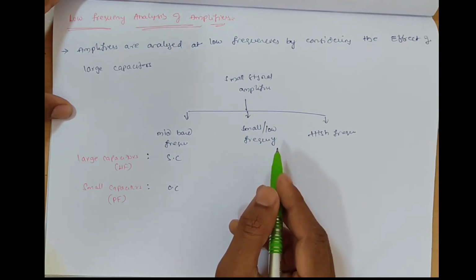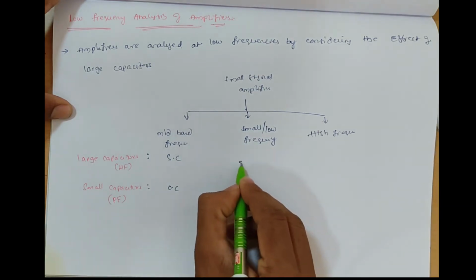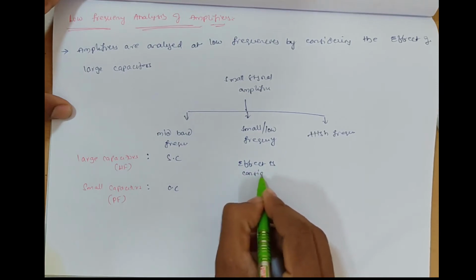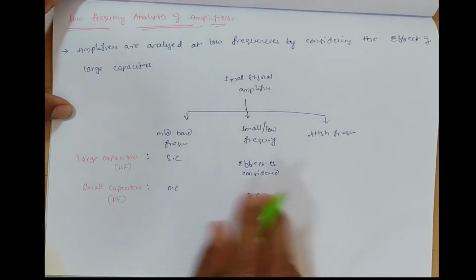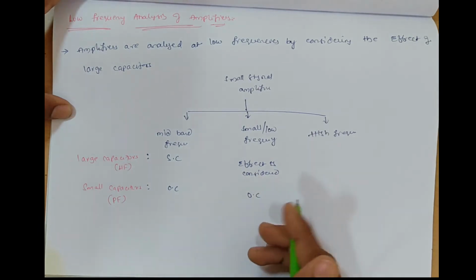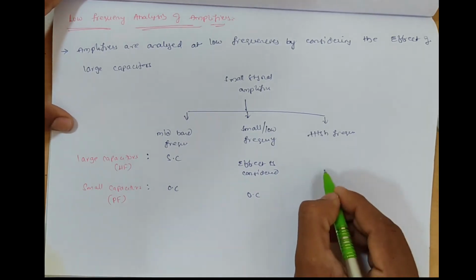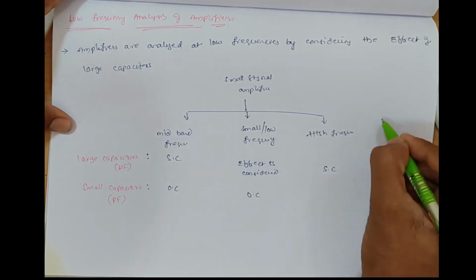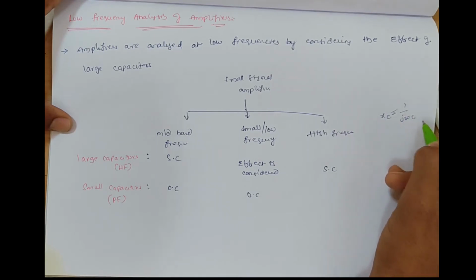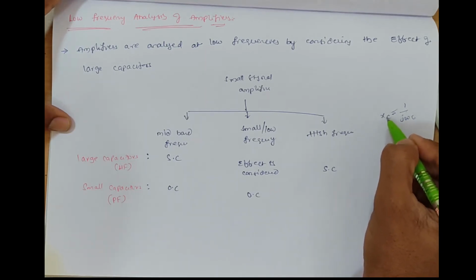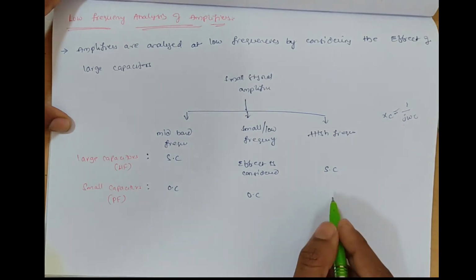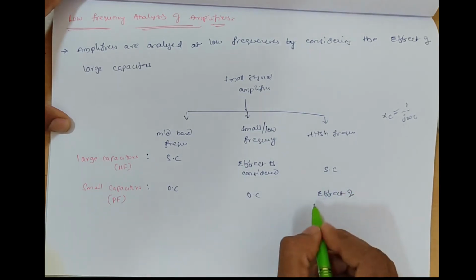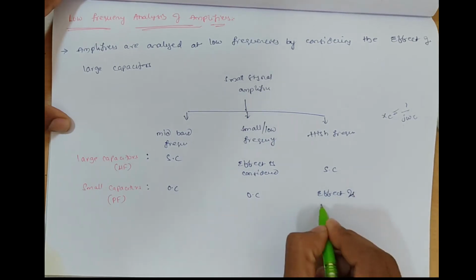In the low frequency analysis, we need to consider the effect of large capacitors. The effect must be considered here. And small capacitors, which are in picofarad, we again consider as open circuited. Coming to the high frequency, these large capacitors work as short circuited. Why? Because reactance Xc equals 1 by j omega c. If frequency is high and capacitance is high, the reactance offered by the capacitance is small, so we can consider it as short circuited. And coming to the small capacitors, we need to consider their effect here.